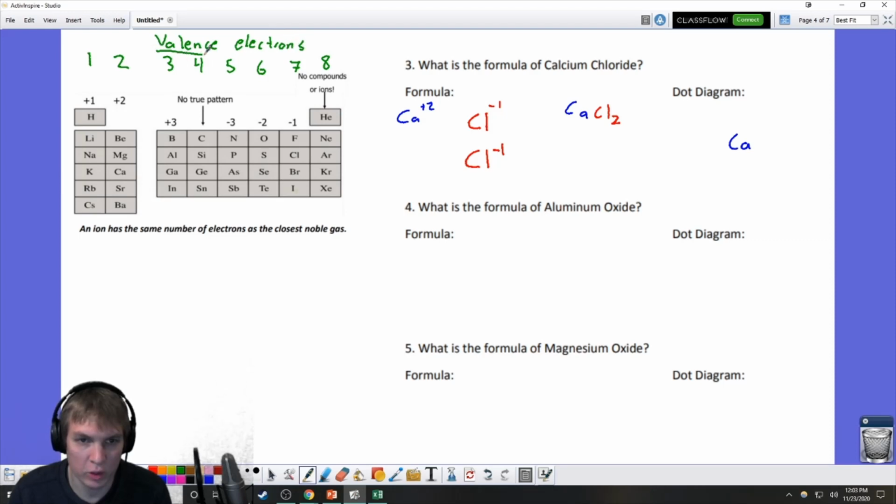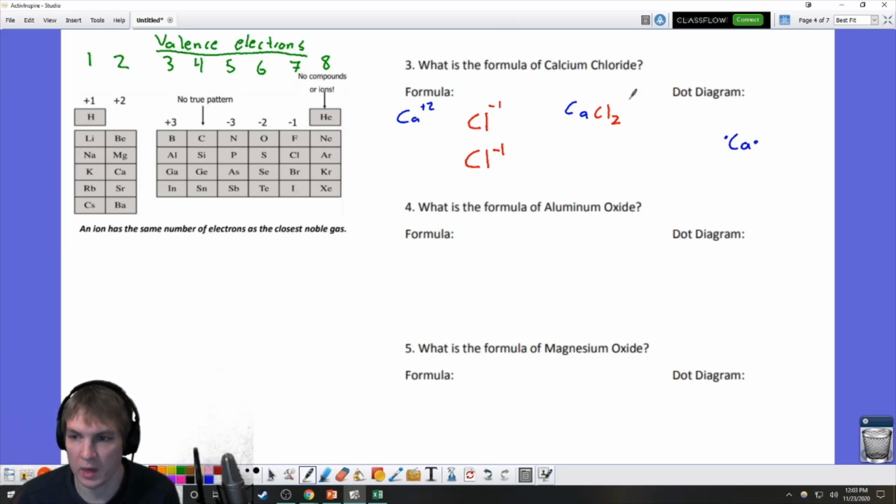So we actually have 2 patterns now. We have the valence electron pattern, and then we have the ionic charge pattern. So don't confuse those two because it can get very confusing very quickly. For the dot diagram, we want to look at the valence electron pattern. And calcium, since it's in this column, is going to have 2 valence electrons. 1 and 2. So we'll just draw them like that.